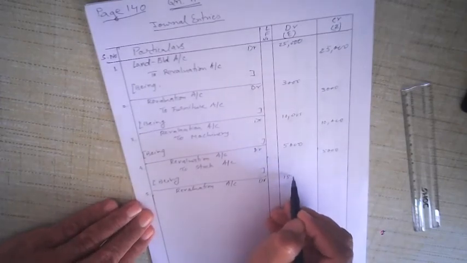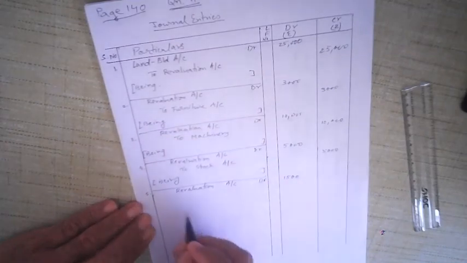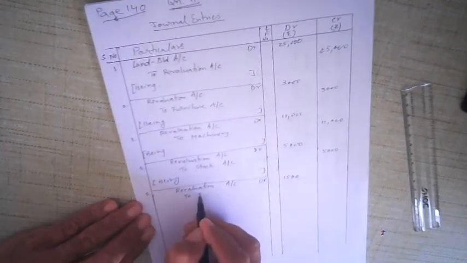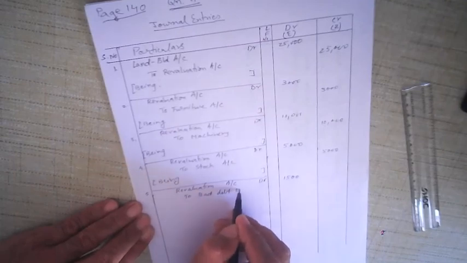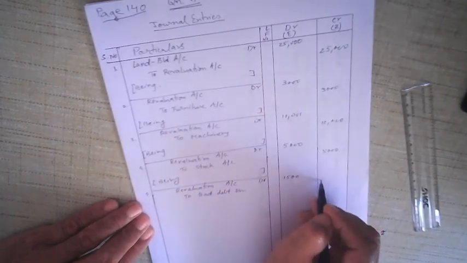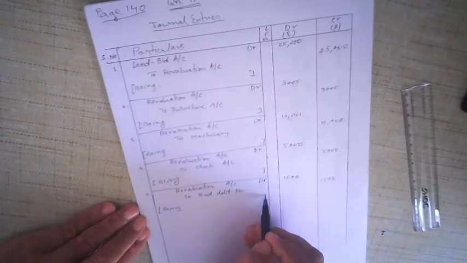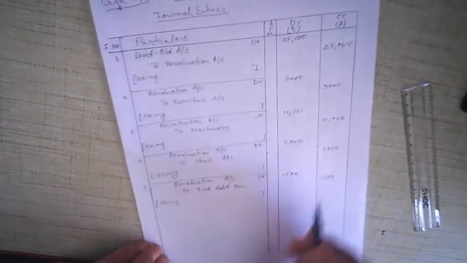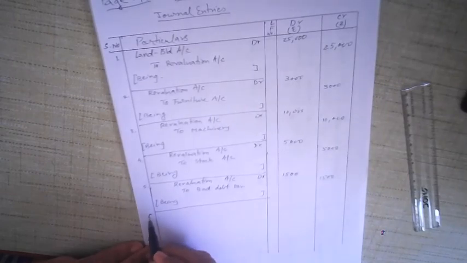You have to keep it as 2,500, so we have to increase bad debt reserve by 1,500. Bad debt reserve is 1,500. Being total amount of 2,500 is to be kept on bad debt reserve for debtors. Okay, so bad debt reserve increases by 1,500. This is the fifth one. This is the sixth now.